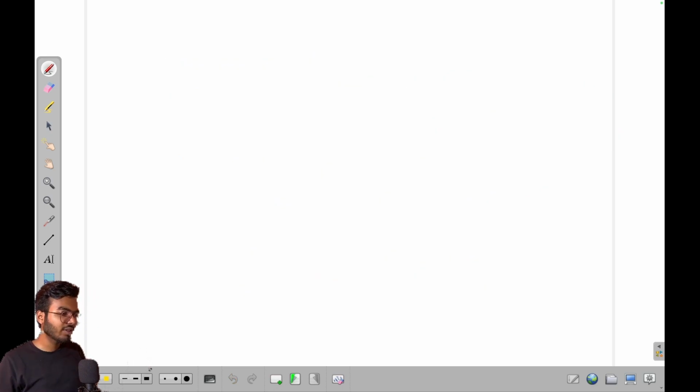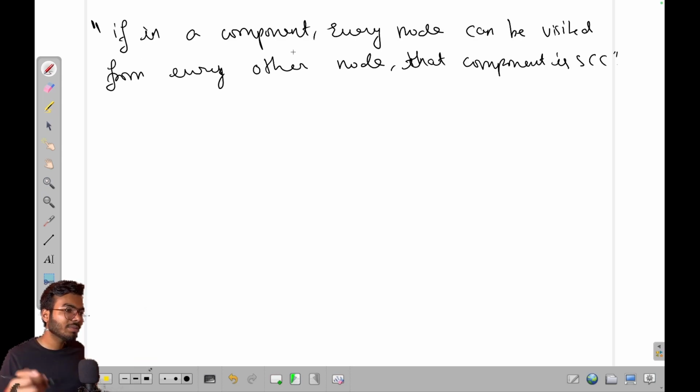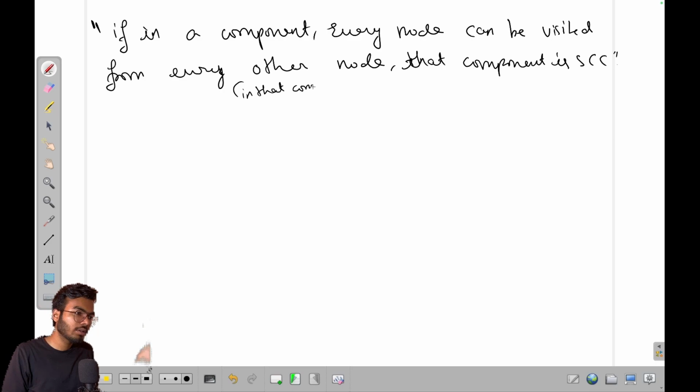So what are strongly connected components? Basically, if you are given some graph, and in a component every node can be visited from every other node, it is a strongly connected component. This is the basic definition in layman language. In a component, every node can be visited from every other node in that component. That is the short form.